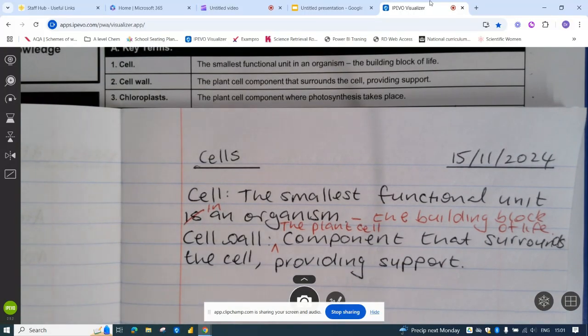Now remember, the whole point of look, cover, say, write, check is that we do not copy directly from the knowledge organizer, because of course, copying is not learning.